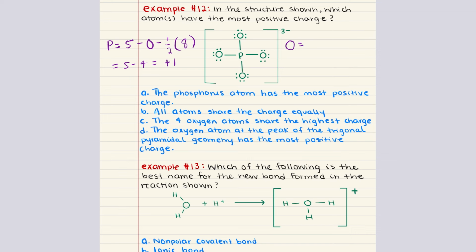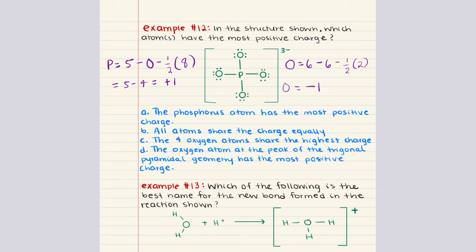Same thing, valence electrons for oxygen at 6 minus lone pairs, non-bonding electrons. Each oxygen atom has 6 of those, minus 1/2 multiplied by the number of bonding electrons. Each oxygen participates in 1 single bond with phosphorus, so that is 2 total electrons. If we calculate this for oxygen, it's 6 minus 6 minus 1, so each oxygen atom actually has a charge of minus 1.